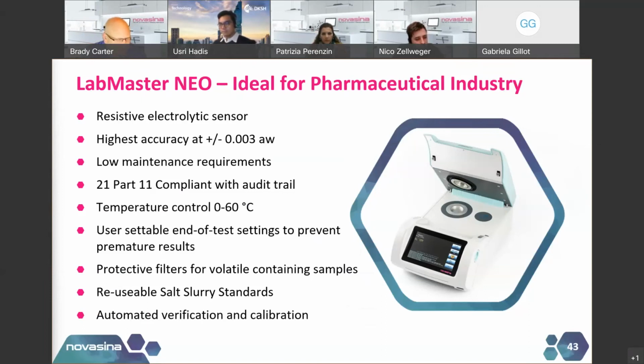The process for verification is automated through RFID recognition. And one thing that makes this stand out even more is it being fully 21 CFR Part 11 compliant. So if you have to deal with audit trails and control of information to make sure that it's not messed with, then this is by far the ideal instrument. Because that is often the case with pharmaceutical companies, this is the instrument that we most recommend for the pharmaceutical industry.